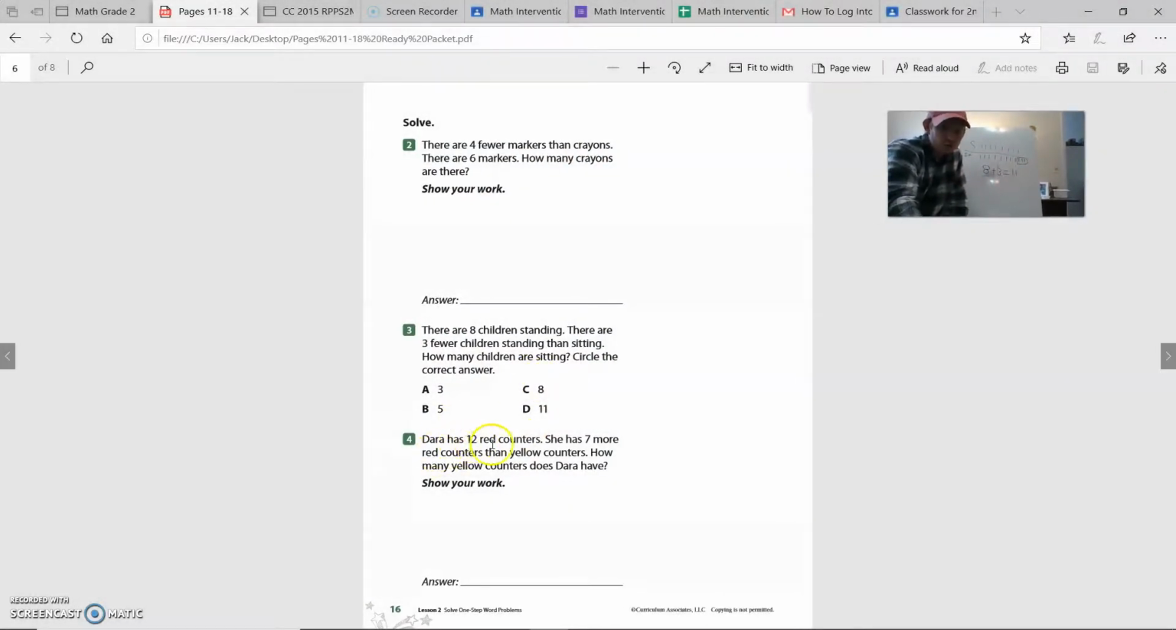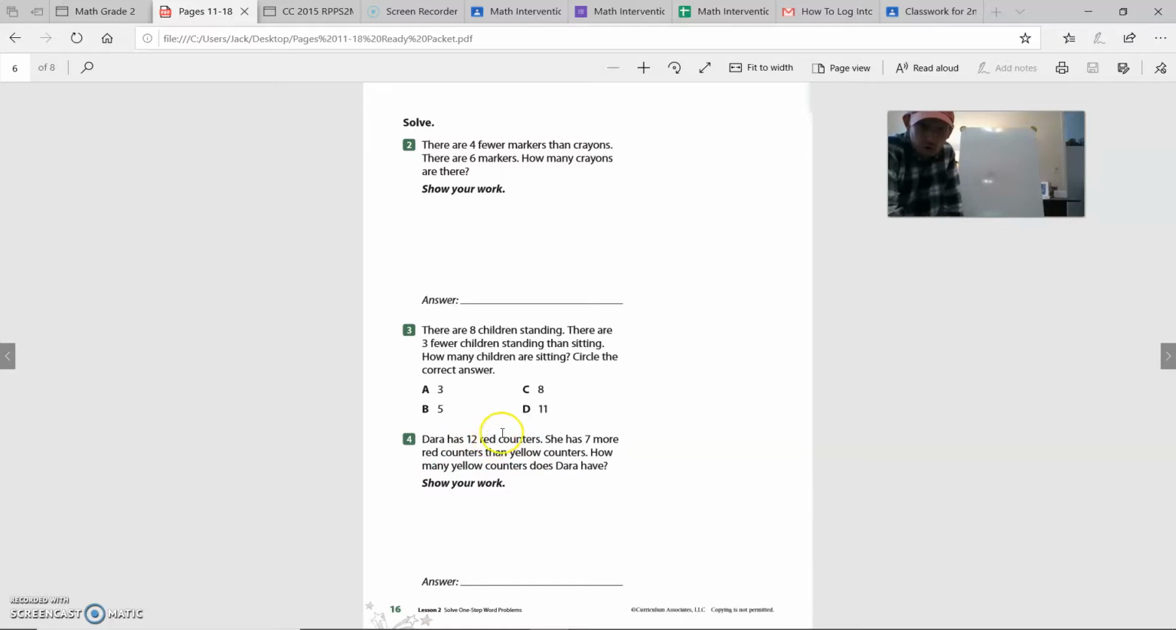Dara has 12 red counters. She has 7 more red counters than yellow counters. How many yellow counters does Dara have? So they've kind of switched it up on us here. And this time they used the word more right away. So we know that if we have more red counters, then we have less yellow counters.